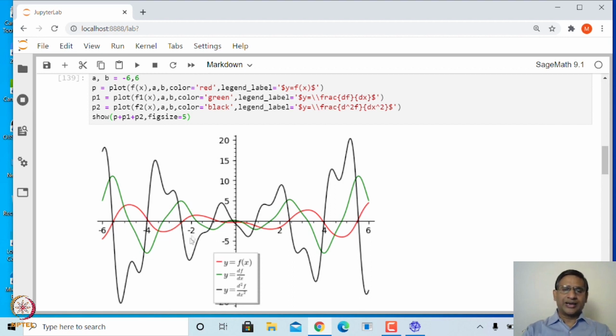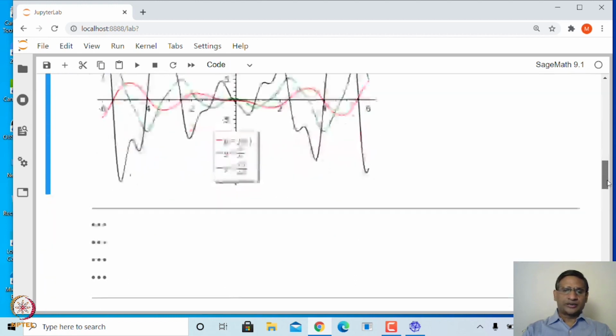Now, you can even relate the behavior of the derivative to the various concepts that you would have learned about the function, and similarly the second derivative. So, for example, if you look at this portion of the red curve, it is increasing. In this domain, the second derivative will be negative.